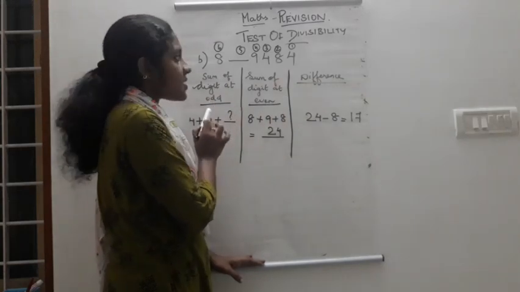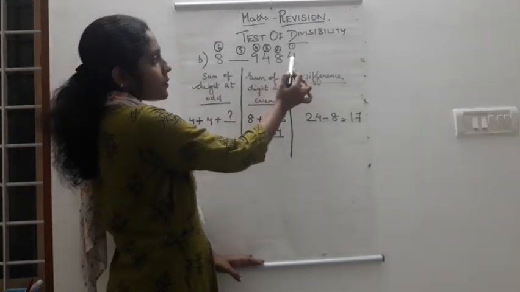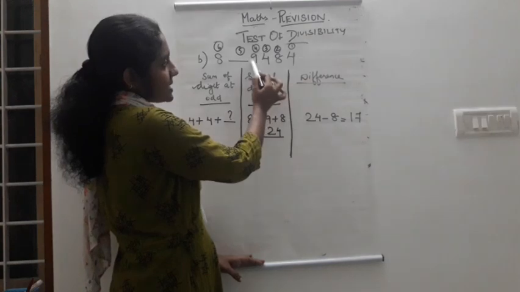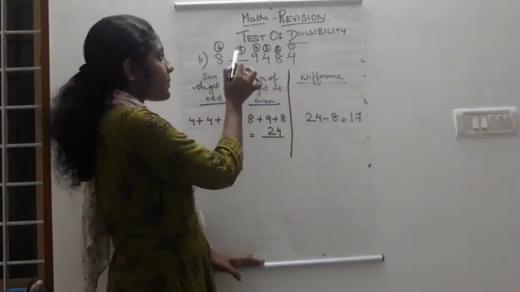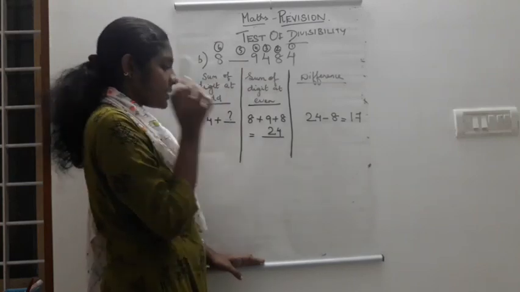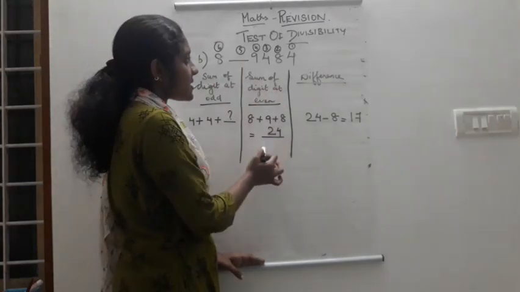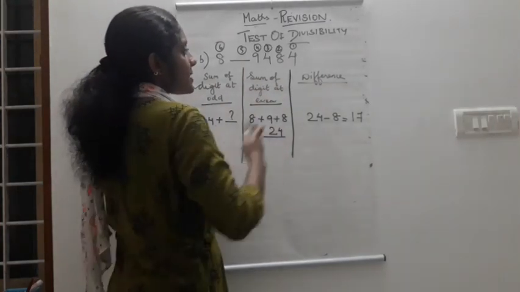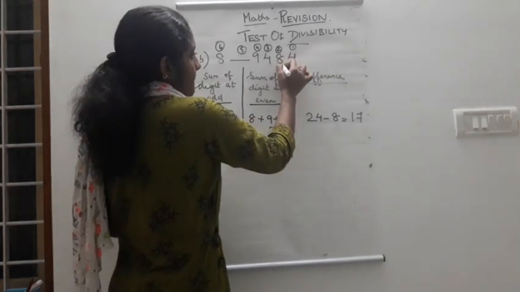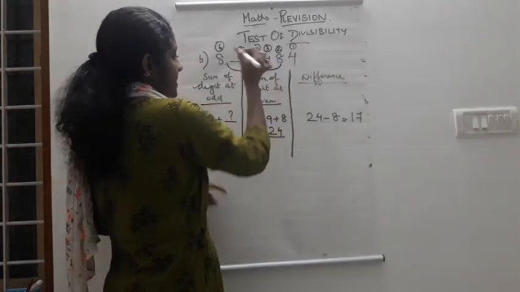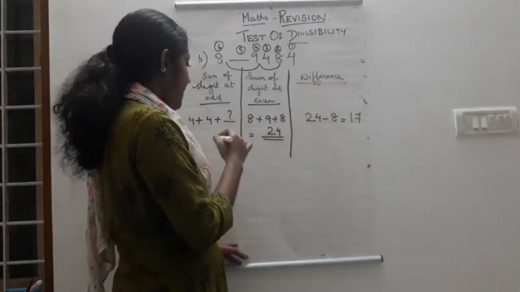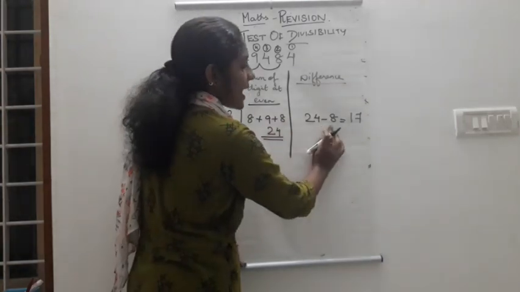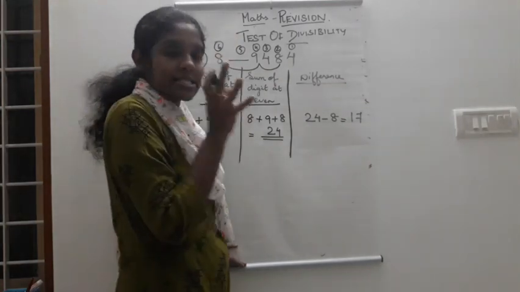Sum of the digits at odd place: the digits are 4 plus 4, which is 8, and one more is the blank. Sum of the digits at even place is 8 plus 9 plus 8, which gives 24. Taking the difference, 24 minus 8, you will get 17.